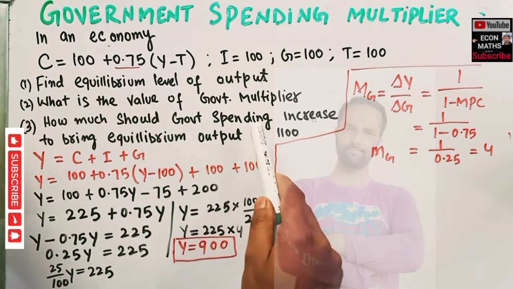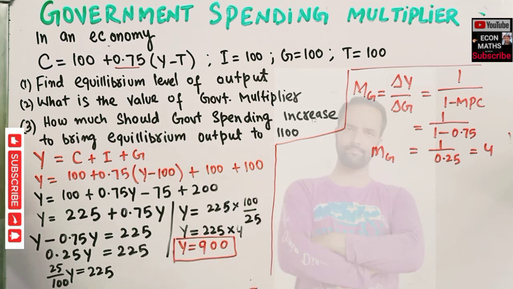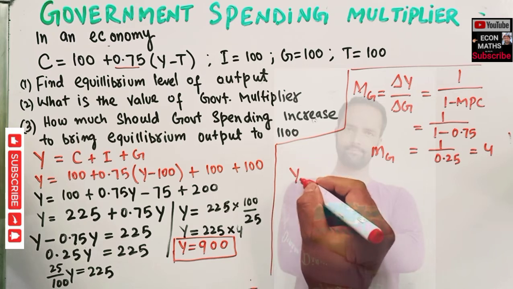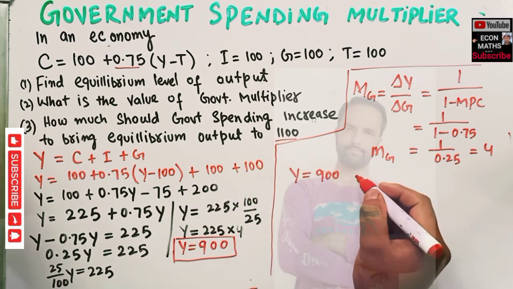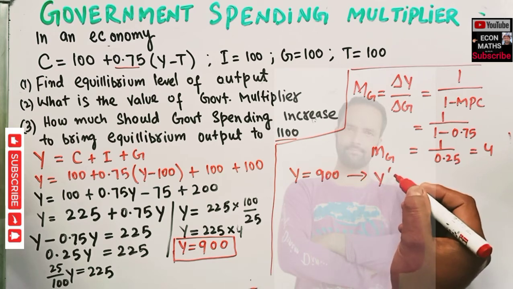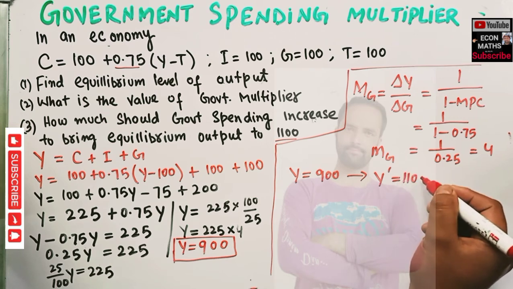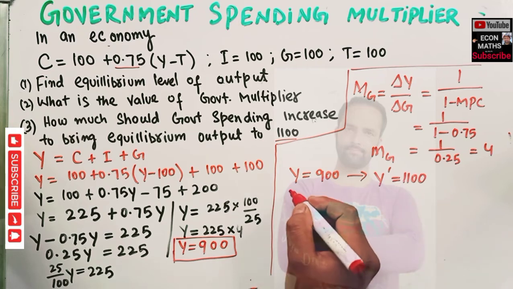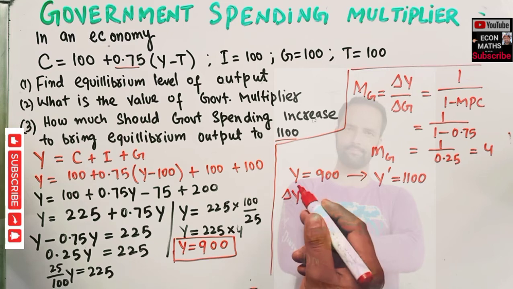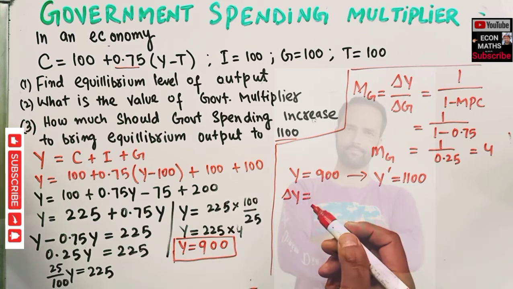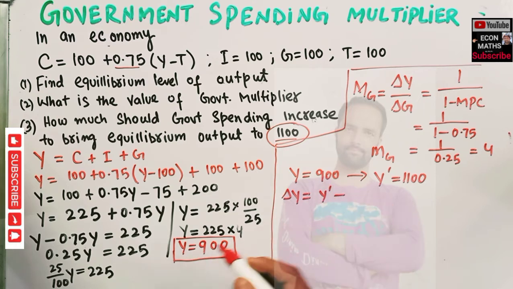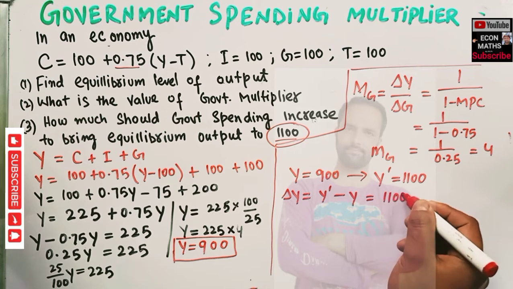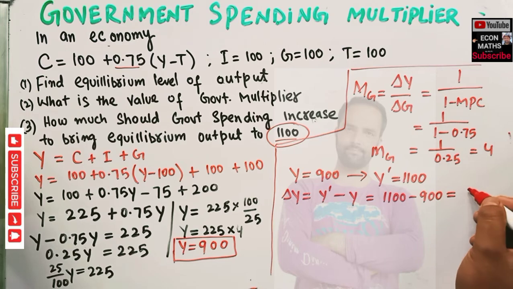Now we are being told how much government spending should increase to bring the equilibrium level of output to 1100. What we got is that the equilibrium level of income is 900, and we want to change it to 1100. Let us denote it by y dash, which is equal to 1100. Now how much do we want to increase our output? Simply delta y, which will be equal to y dash minus what we earlier got, which is y. So this is 1100 minus 900, so we want our output to increase by 200.